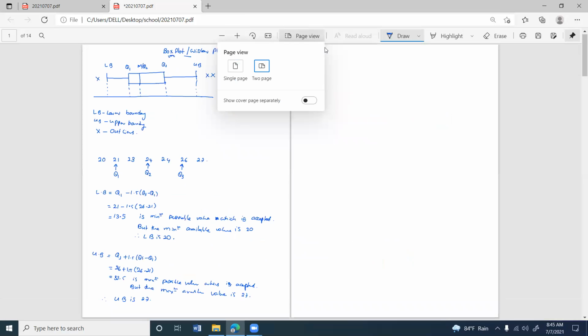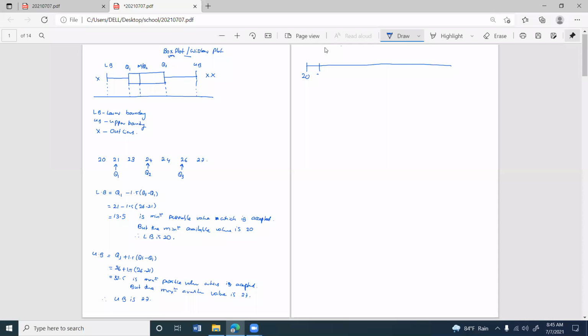Initially, what you need to do is draw a number line where the figures are available, from 20 onwards: 20, 21, 22, 23, 24, 25, 26, and 27. Right. So in this case, the lower boundary is how much? 20.